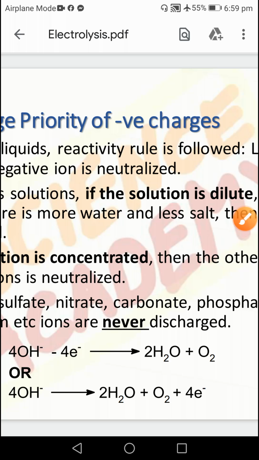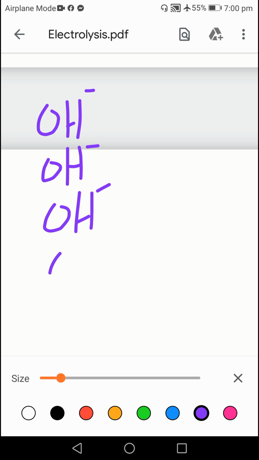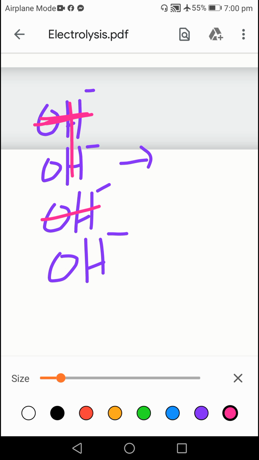So how will we now remember this hydroxide discharge? Let me tell you. Write hydroxide 4 times: OH, OH, OH, OH. Now try to form as many waters as you can. So this O and H would form a water. This OH and this H would form a water. So we can form 2 water molecules over here.